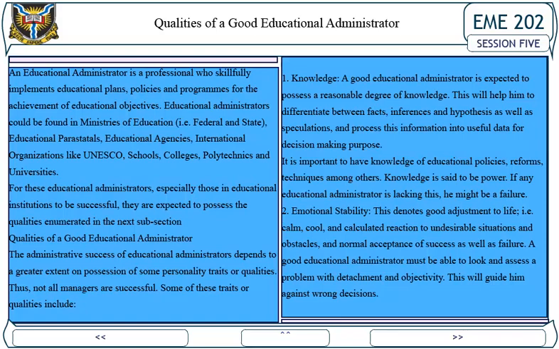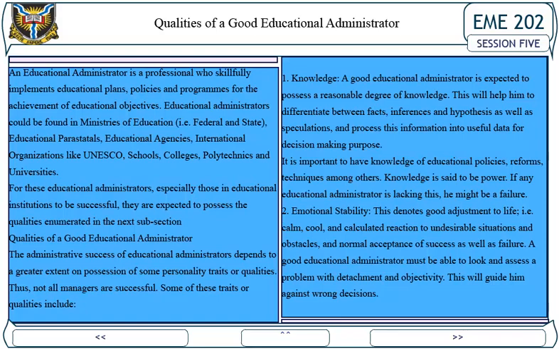For these educational administrators, especially those in educational institutions, to be successful, they are expected to possess the qualities enumerated in the next subsection. Qualities of a good educational administrator. The administrative success of educational administrators depends to a greater extent on possession of some personality traits or qualities.